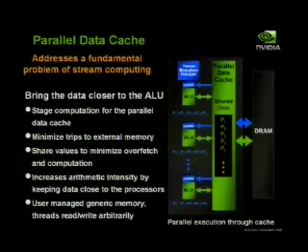So this, I've talked to this already, but it basically addresses one of the fundamental problems with legacy stream computing: by adding a parallel data cache, an on-chip indexable memory, I bring the data closer to the ALU. I'm sure you've had architecture discussions already in this course that highlighted different architectures that leverage this. What is the parallel data cache size? It's 16K per processor. I'll talk about what the 8800 looks like in a second.